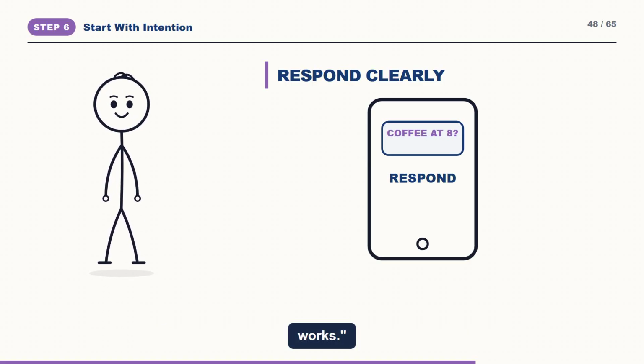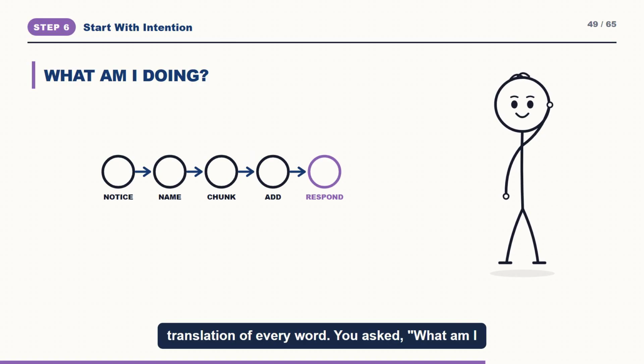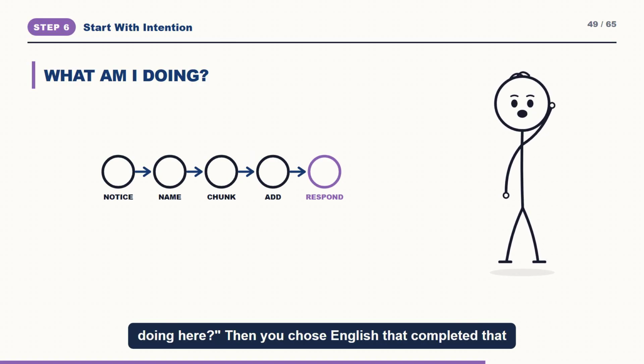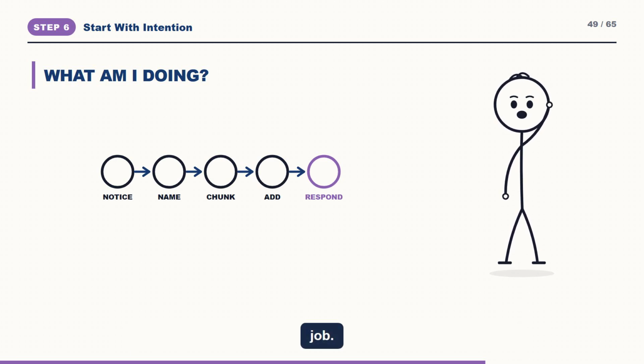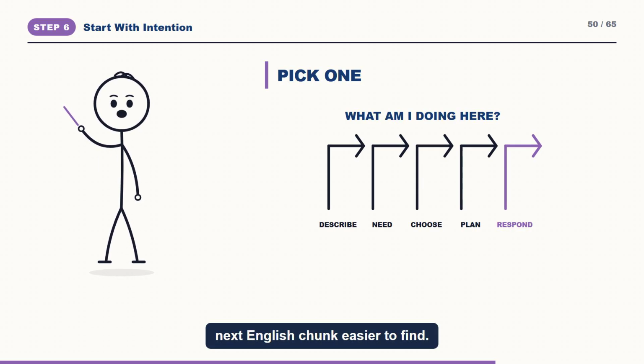Notice that you did not search for an exact translation of every word. You asked, what am I doing here? Then you chose English that completed that job. When you get stuck, use one road sign. Do I want to describe, express a need, choose, plan, or respond? Pick one. A clear intention makes the next English chunk easier to find.